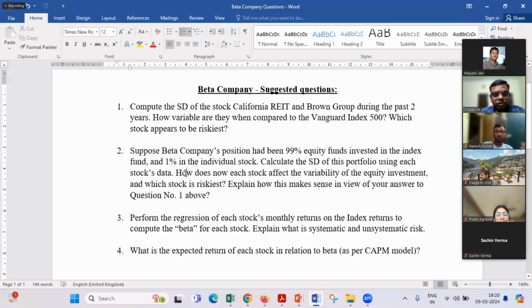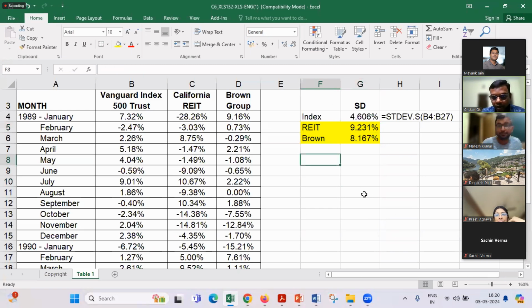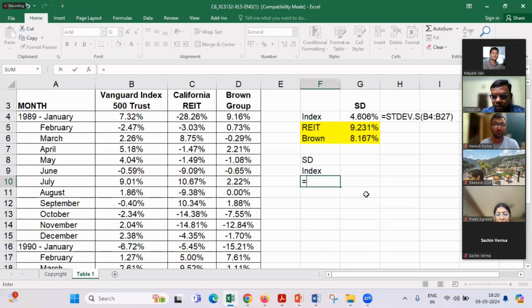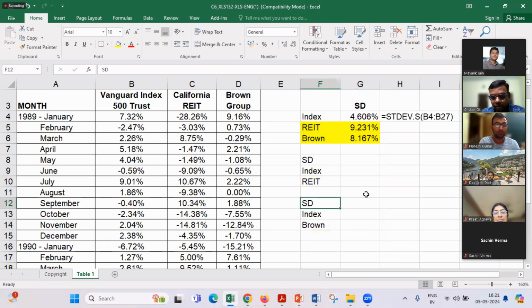Fine. So what I do now is I'll go here. So standard deviation I'll compute now. This time I'll take up the index, and I'll also go with the REIT. In the next case, I'll take the index and the Brown Group. So this is my portfolio 1. This is my portfolio 1. This is my portfolio 2. There are 2 portfolios I'm constructing.